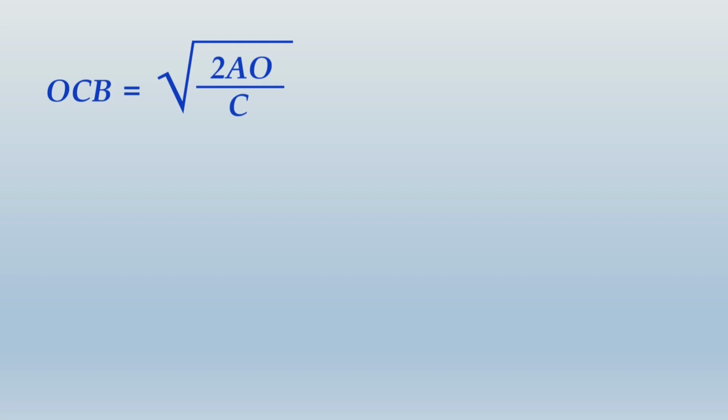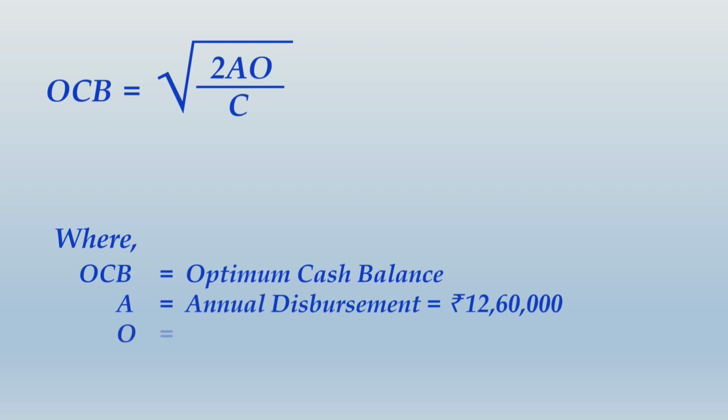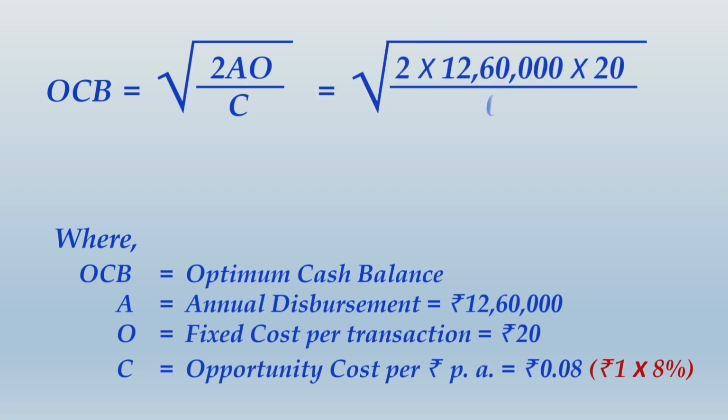Same formula basically, but the meaning of the variables changes a little bit. So we write OCB stands for optimum cash balance, A stands for annual disbursement, which is 12,60,000, O is the fixed cost per transaction, which is given as rupees 20, and C is opportunity cost per rupee per annum, and that is rupees 0.08. And how did we get this? As 8% of 1 rupee. When you substitute all these values in the formula, what you get is an amount of rupees 25,100. If you get some fractional value, you can round it off to rupees 25,100. So please write up this whole thing, and that will be the end of the solution.